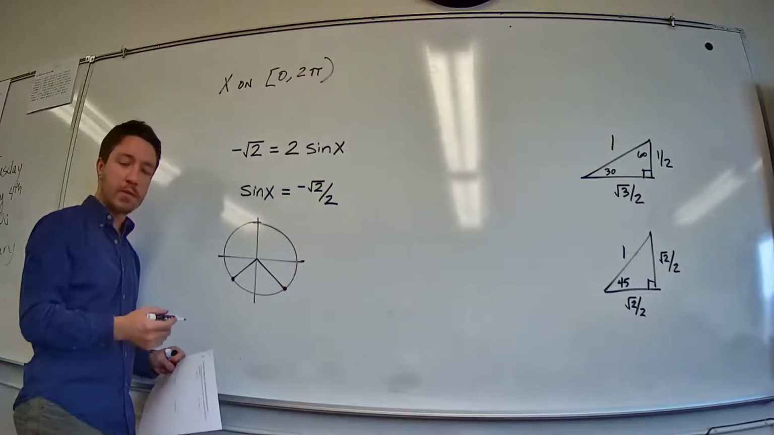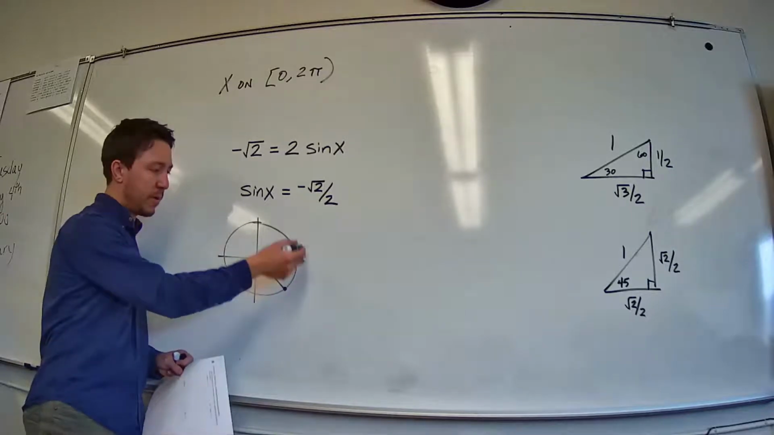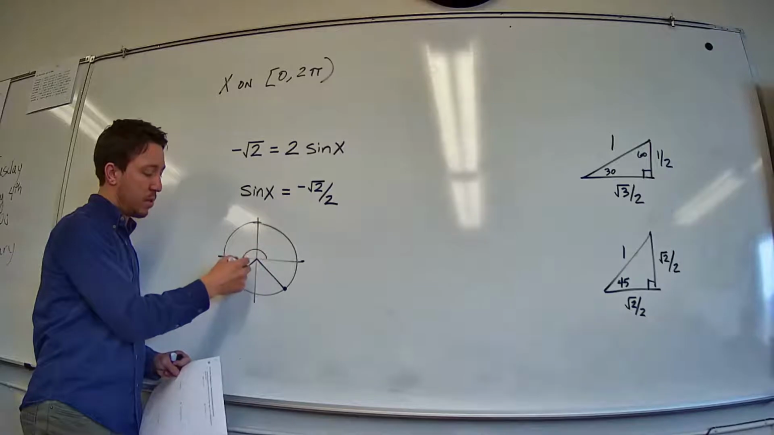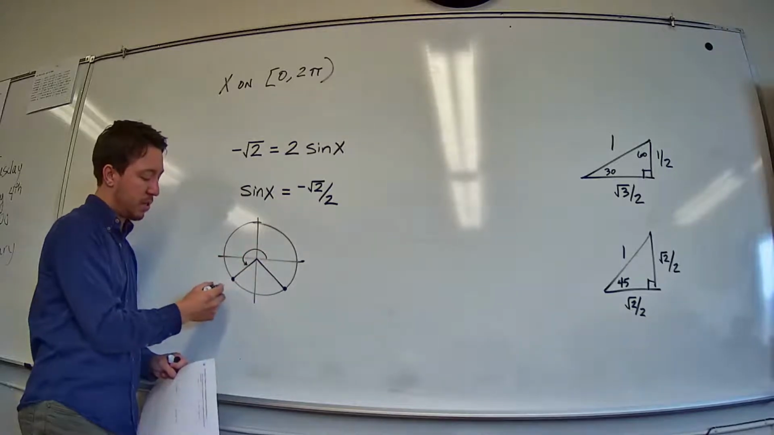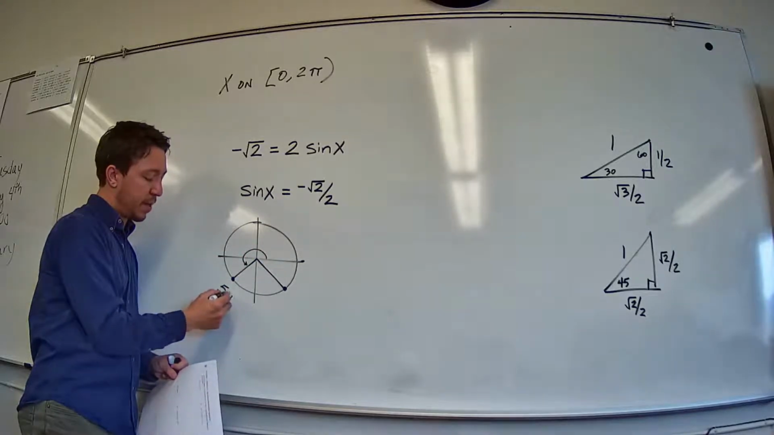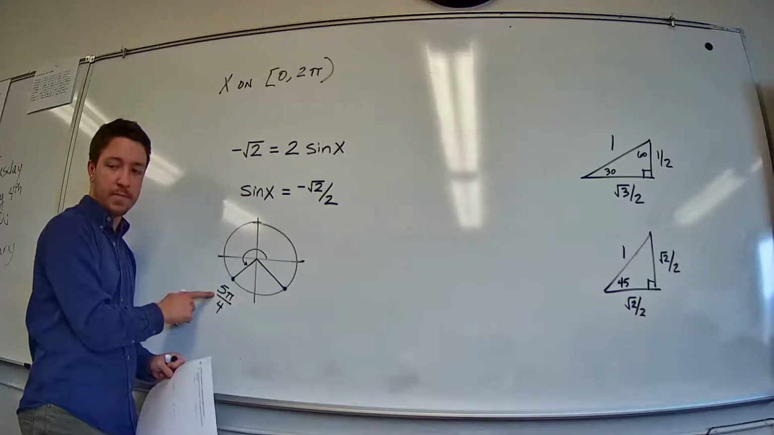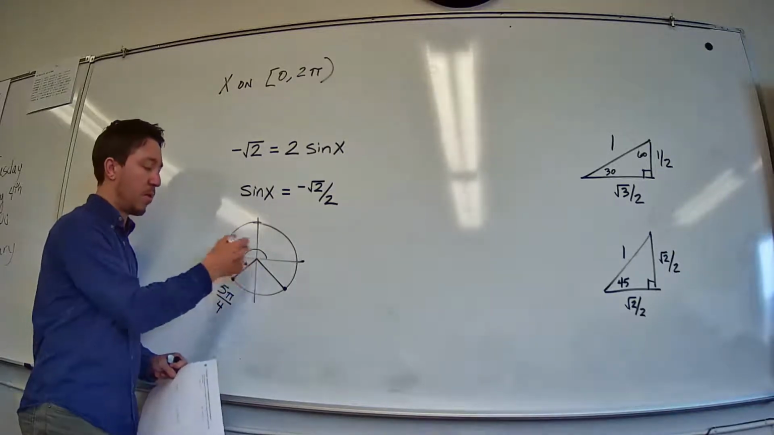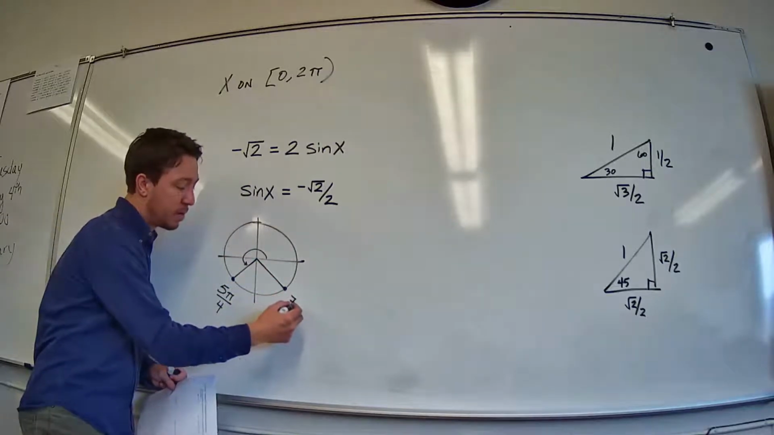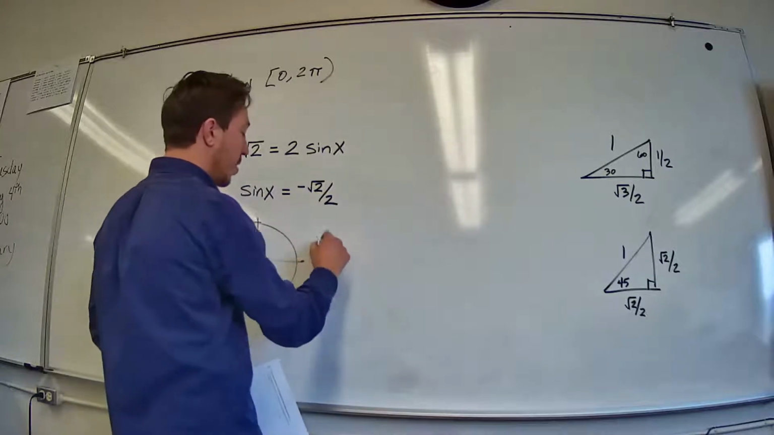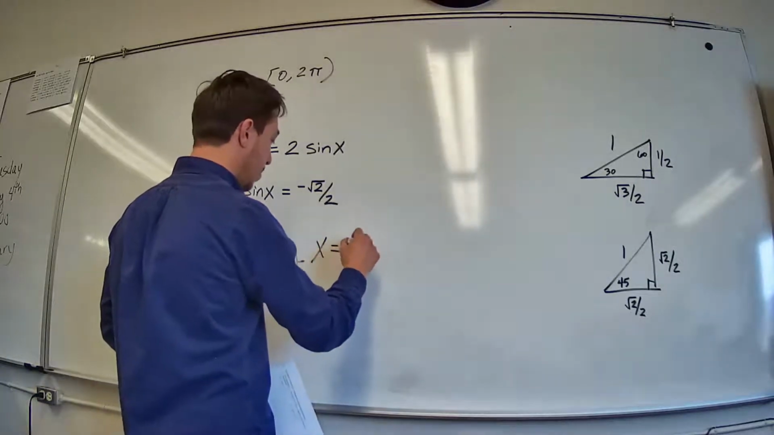Now, how do you describe those angles? Well, remember, we're always going counterclockwise. So this would be 5 pi over 4. So everyone comfortable with getting that number? Or all the way over to 7 pi over 4. So my final answer is those two numbers.